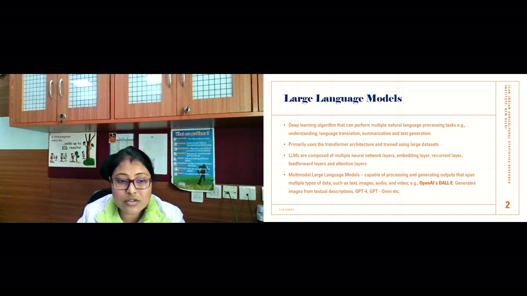So different formats of data are used here. This kind of LLM is called a multimodal LLM. DALL-E is one such application where you can see the application of multimodal LLMs. Then there are the GPT-4 version and the GPT Omni version. You can see them in ChatGPT. These are also able to process multiple data types.